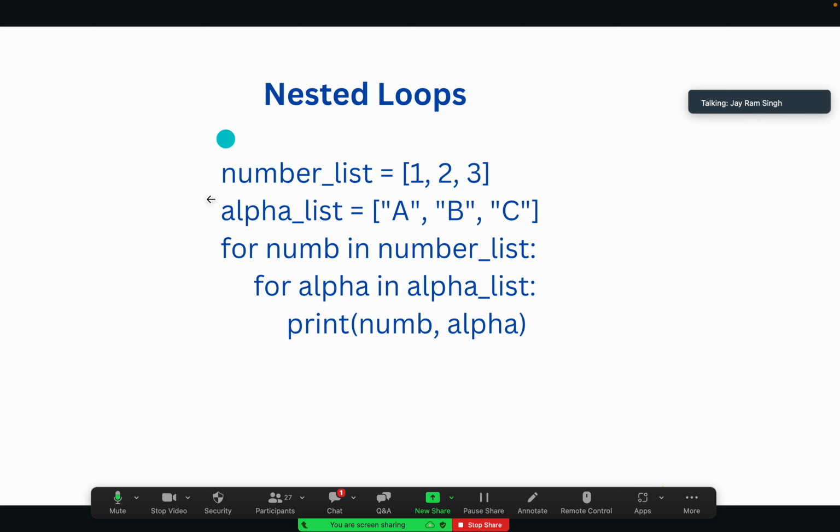Okay. Some nested loops are there. Like I have two lists here, and one loop is for num in the number list, for alpha in the alpha list, I am printing num and alpha. So this is how you can nest one loop under another loop. This is something you will deal with when you write your programs in Python.